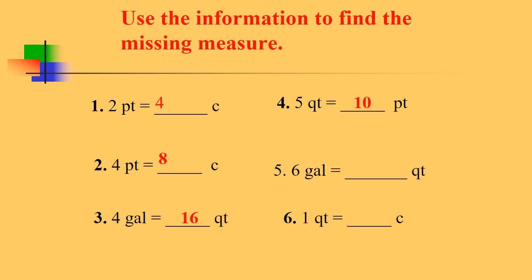Number 6, gallons and quarts. Remember that gallons is larger than quarts. How many quarts is equal to a gallon? 4. So 4 times 6, 24. And then number 6, pints, quarts, sorry, and cups. Remember, 2 cups equals a pint. 2 pints equal a quart. So that will be 4. 4 times 1 is 4.